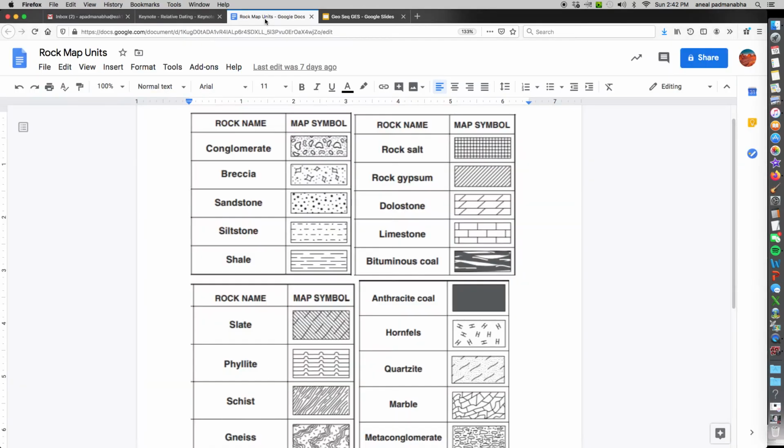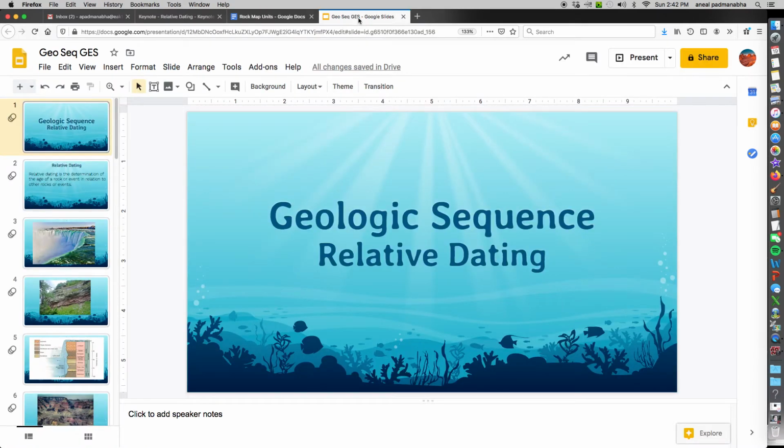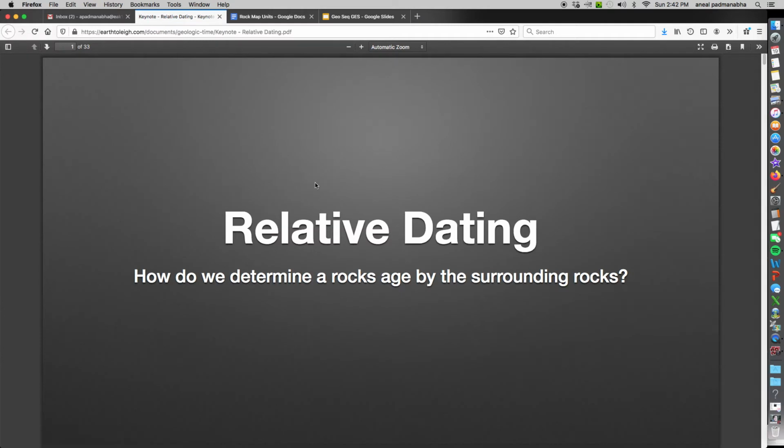But I'm going to go through this relative dating PowerPoint that was out the other day. You will need this sheet that says rock map units. You're also going to need the PowerPoint or slide presentation. It's called GeoSequence, GES, Google Slides. So I just wanted to go over this really quick since we're starting a new unit in relative dating.